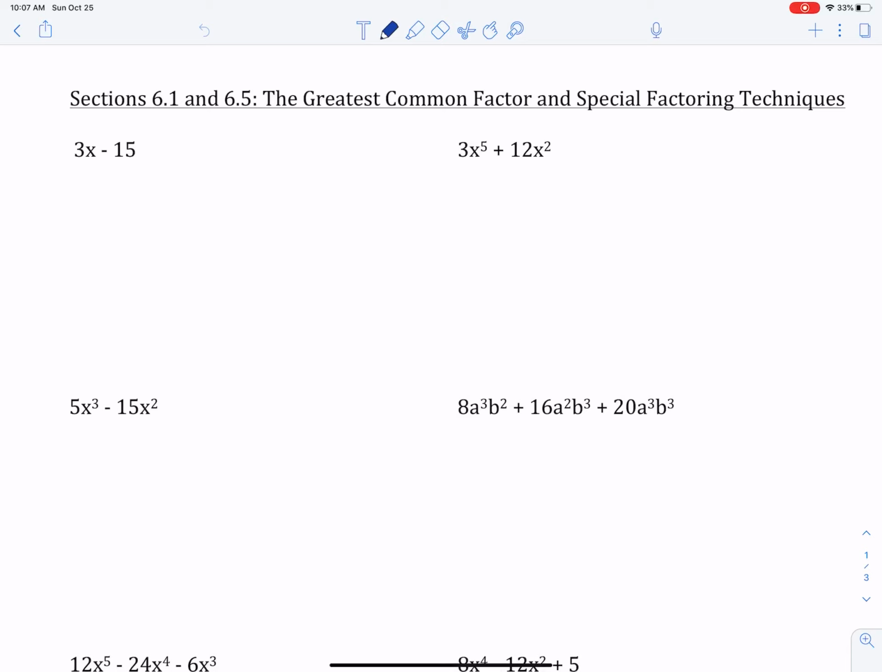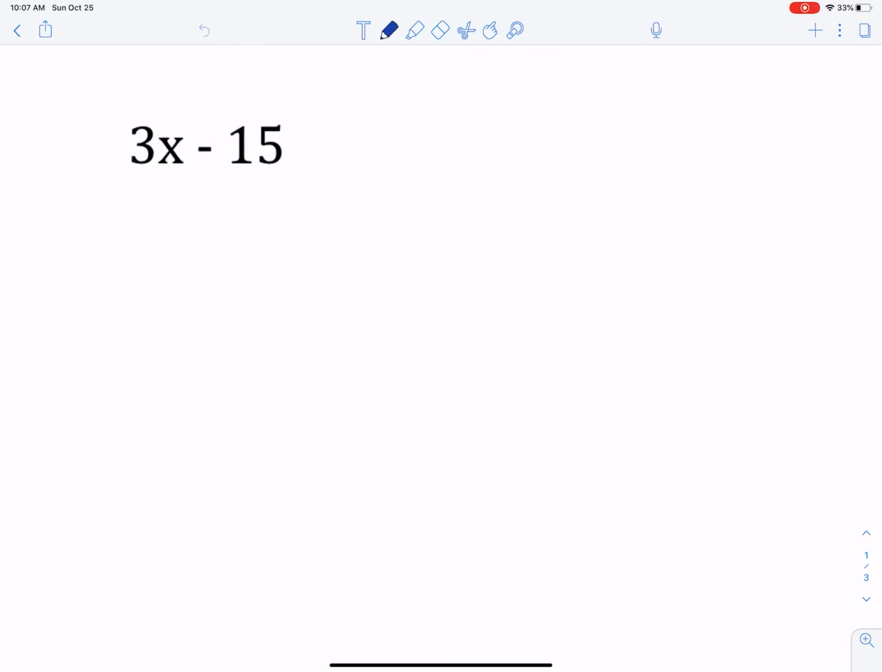Suppose you had a number like 21. To factor 21, you could do 1 times 21 or 3 times 7. That's what it means. Factoring something, you break it up into pieces that you could multiply together to get what you start with. And the first thing we're going to look for is what's called factoring out the greatest common factor. Let's begin with 3x minus 15.